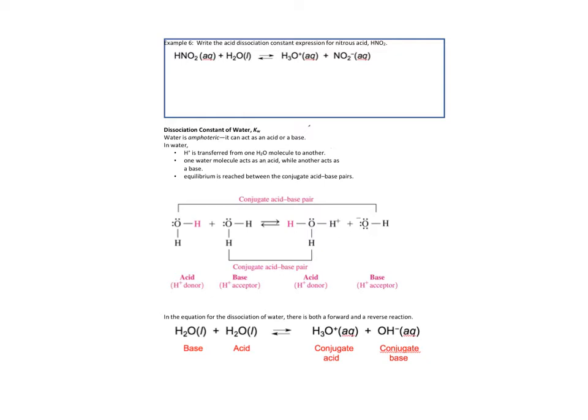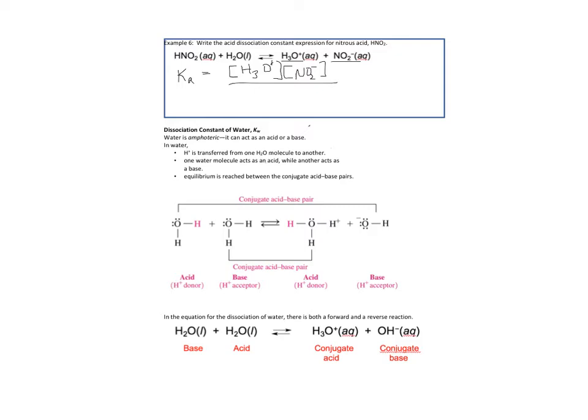So the first thing we're going to do is practice writing another acid dissociation constant. This time we're going to do the expression for nitrous acid, which is HNO2. So again, remember that it is the concentration of the products multiplied by each other divided by the concentration of the reactants. So Ka, or the acid dissociation constant, is equal to the products, which are this here and this here. So we're going to write those, H3O plus and NO2 minus, divided by the reactants.